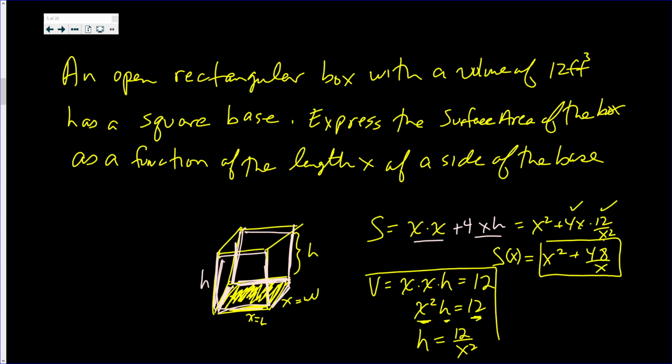Okay? You plug in x, it will give you what this equals, because these two horizontal lines tell me that h is 12 over x squared, and I can replace that h with 12 over x squared. I hope you're seeing a pattern here.